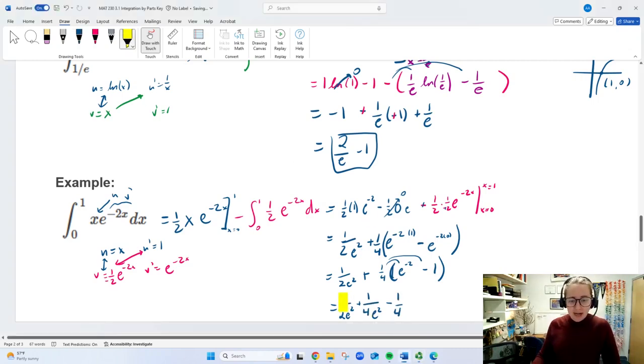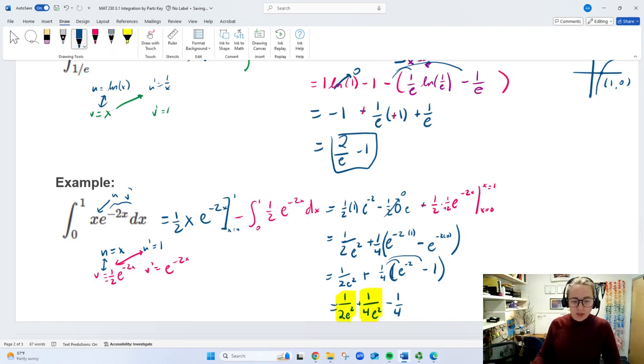I can actually combine both of these terms as long as they have common denominators, which I can do if I multiply this one on the left-hand side by 2 over 2, because I'll have a 4e squared on the denominator. And I can actually write this as 3/4 e squared, again on the denominator, minus 1/4, and that would be my final answer.